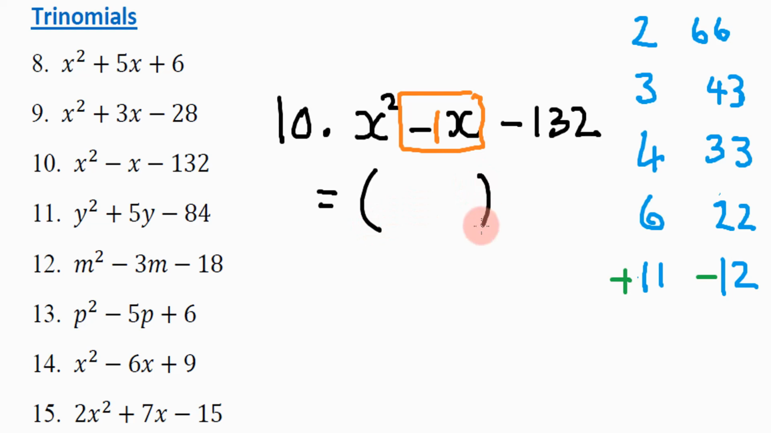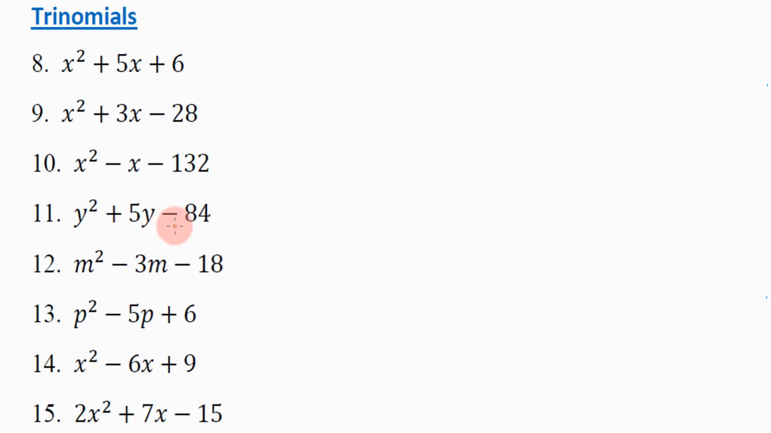So we open two sets of brackets. Then x times x will give us x squared. And we put in the positive 11 or plus 11 and minus 12. Now we multiply out mentally to see whether we get back the original. So x times x will give us x squared. Positive 11 times negative 12 gives us negative 132. And then positive 11x minus 12x will give us minus 1x or minus x. Let's look at number 11.